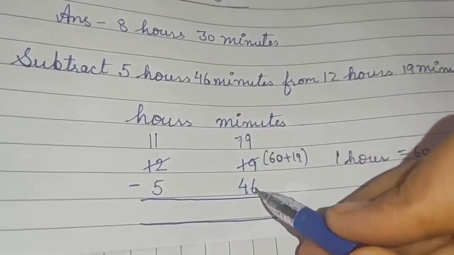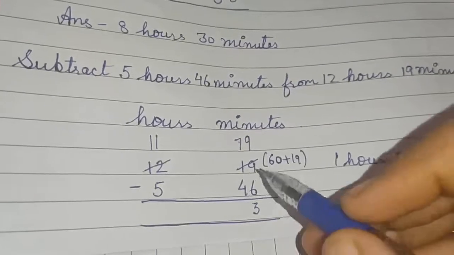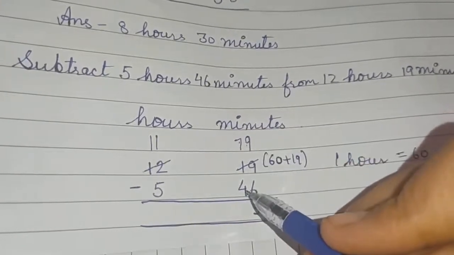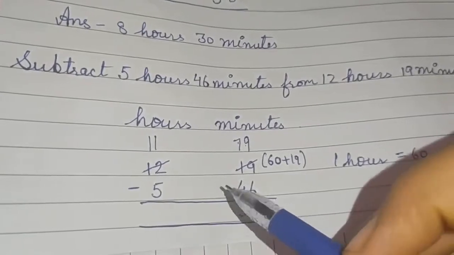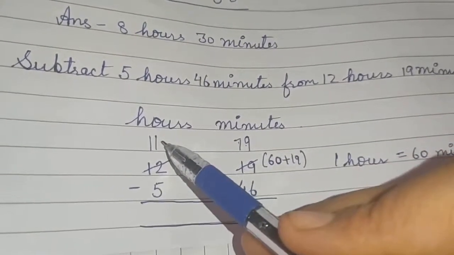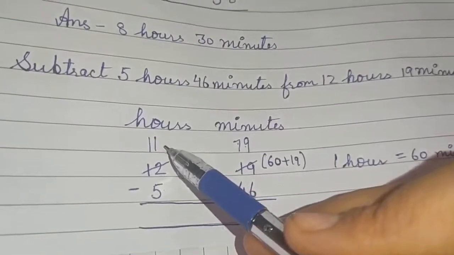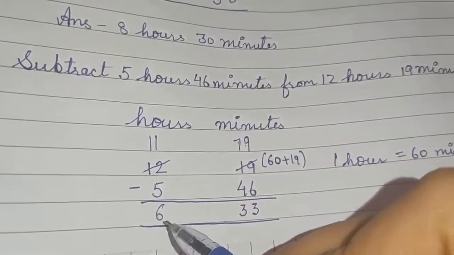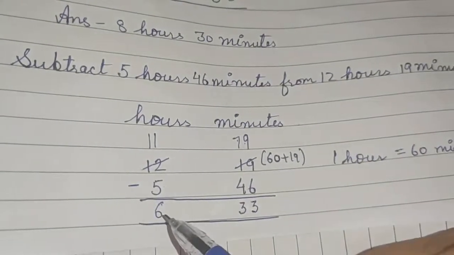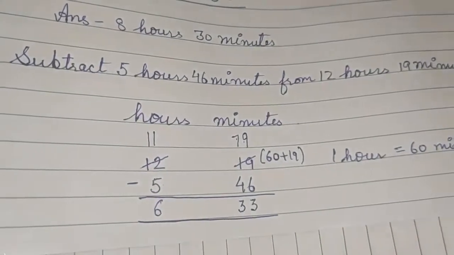9 minus 6 you will get 3, and 7 minus 4 you will get 3, and now you will subtract 5 from 11. So you will get 6 here. So the answer will be 6 hours and 33 minutes.